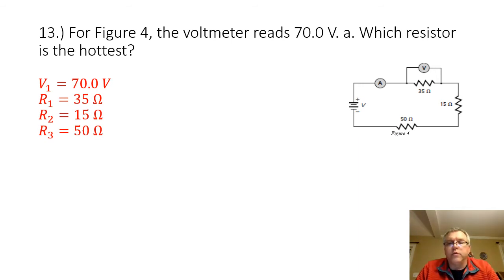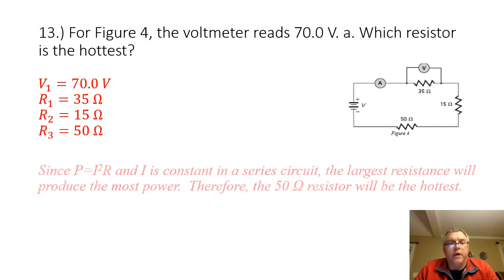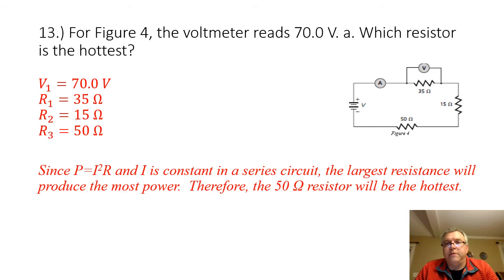So if we're going to determine which one is the hottest, we need to know which one is generating the most power. And I know that the power is equal to the current squared times the resistance. Now in a series circuit, the current is going to be the same across each of the resistors. So to get a higher value for power, I need to have a greater resistance. So the resistor that has the greatest resistance is going to generate the most power and is going to run the hottest.